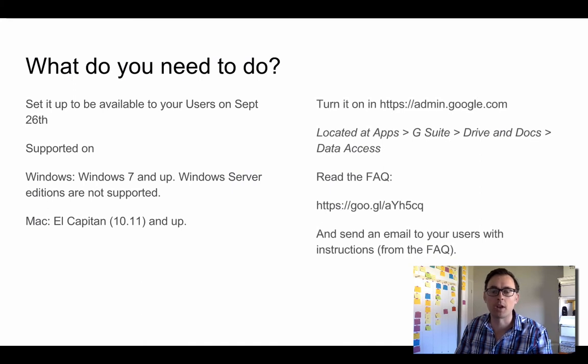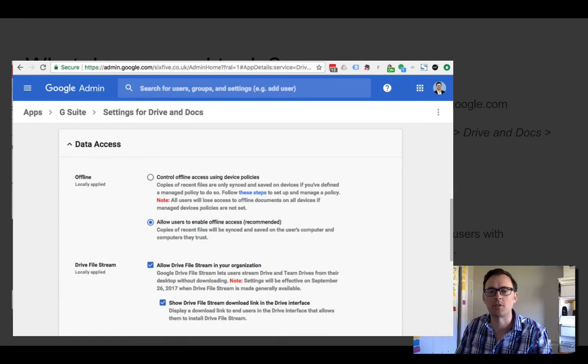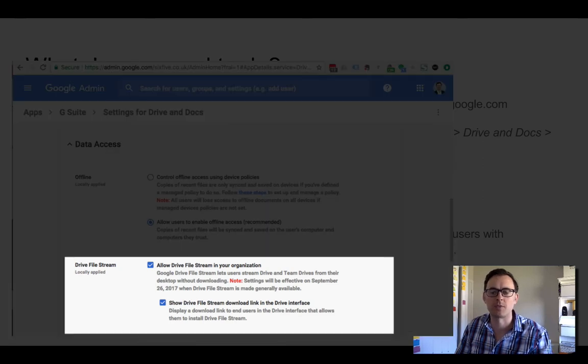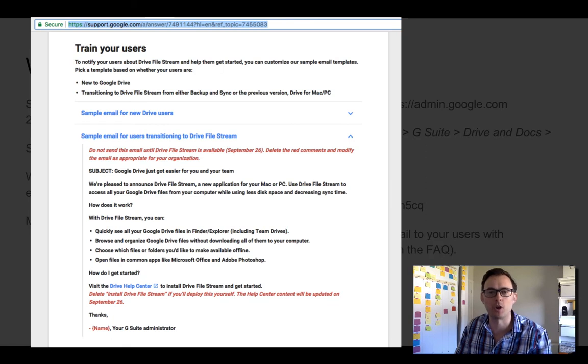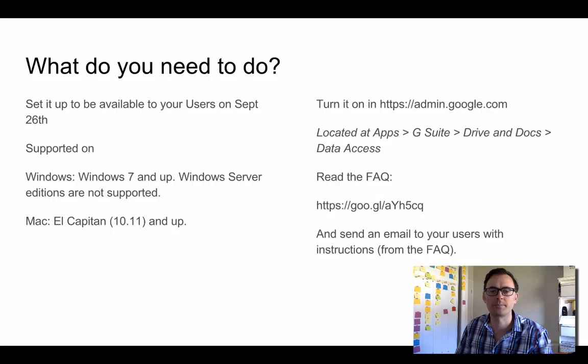You turn it on by going to admin.google.com, and it's located at Apps, G Suite, Drive and Docs, and then Data Access. There's a really helpful FAQ here with a whole bunch of information, and what is really awesome is that they actually have a template email that you can copy and paste and send to your users to instruct them how to actually make this change and the update.